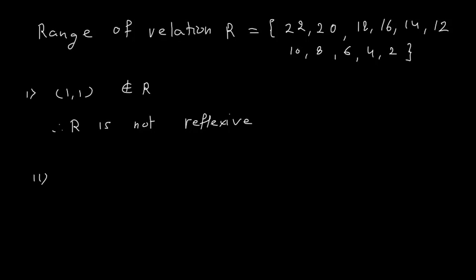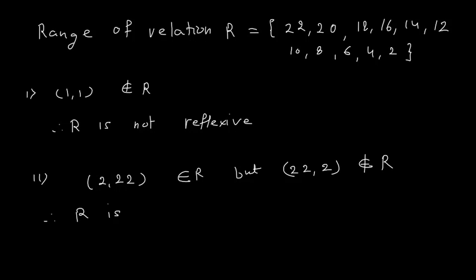Second, you have (2, 22) belongs to the relation, but (22, 2) does not belong to the relation. Therefore your relation R is not symmetric. Relation R is not symmetric.